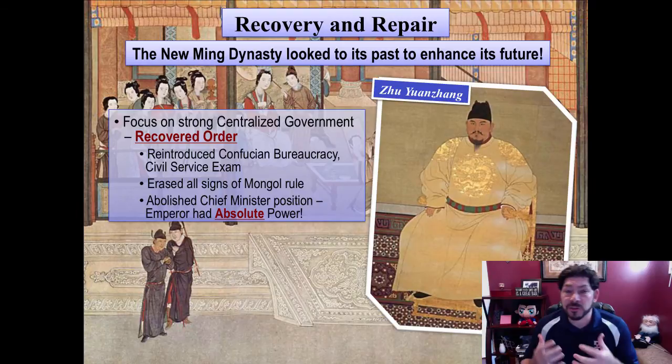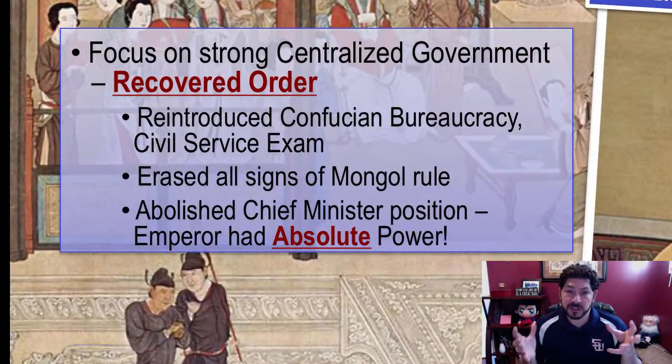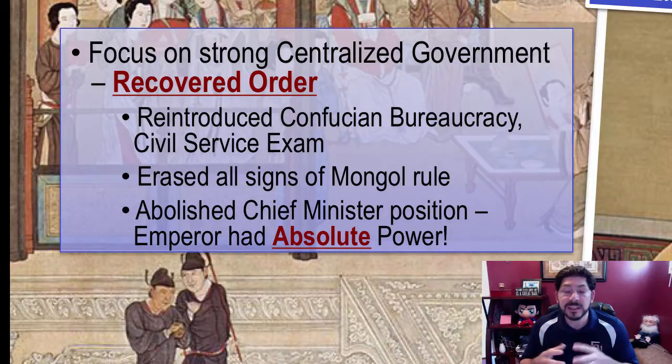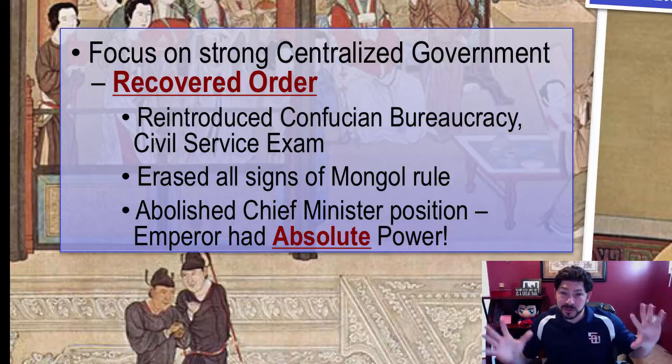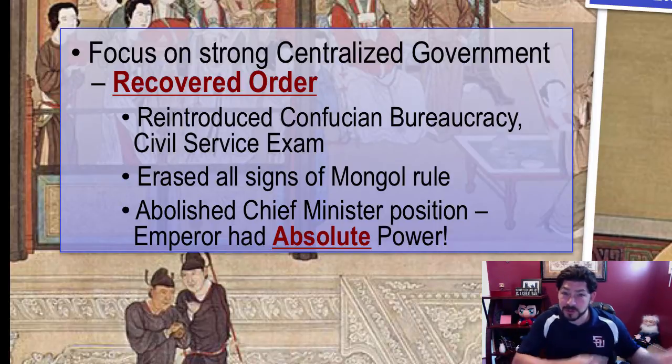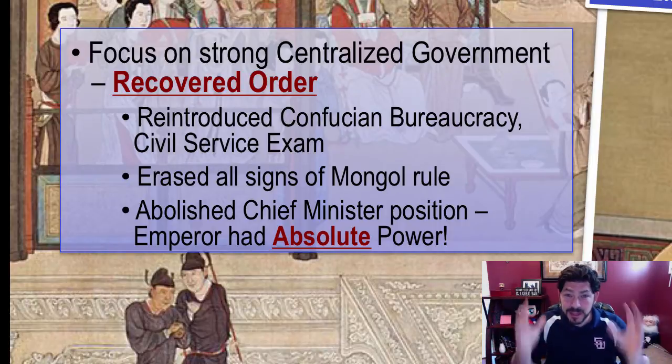And so what does he do? He needs to recover order and create a sense of order first after this time of chaos and the Mongols fleeing. He needs to solidify the borders. He does have a strong military, but then he begins to centralize his power and create a Confucian bureaucracy. Brings back the civil service exams, trying to really erase all signs of Mongol presence. All right, this was a disgraceful time. He's going to rejuvenate China and make it Confucianist once again.